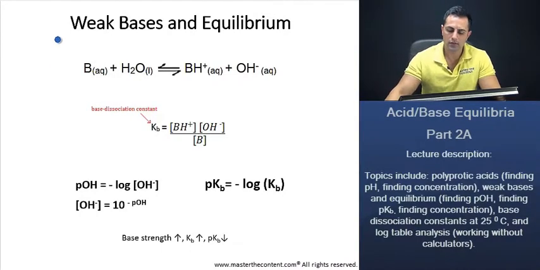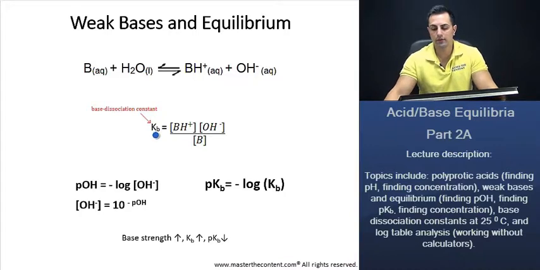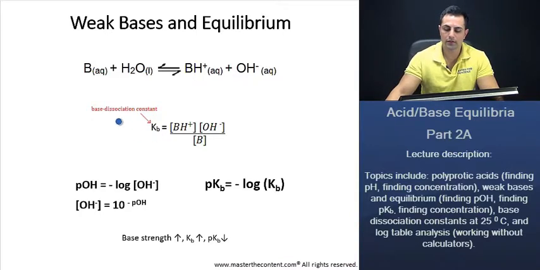Okay. Weak bases, right? What they do is they accept the proton from a water molecule, giving us a conjugate acid and a hydroxide anion, as we see here. Furthermore, if you want to find the strength of that base, one way of testing that is through the equilibrium equation. And the equilibrium constant for the base is called the base dissociation constant, as we see here.